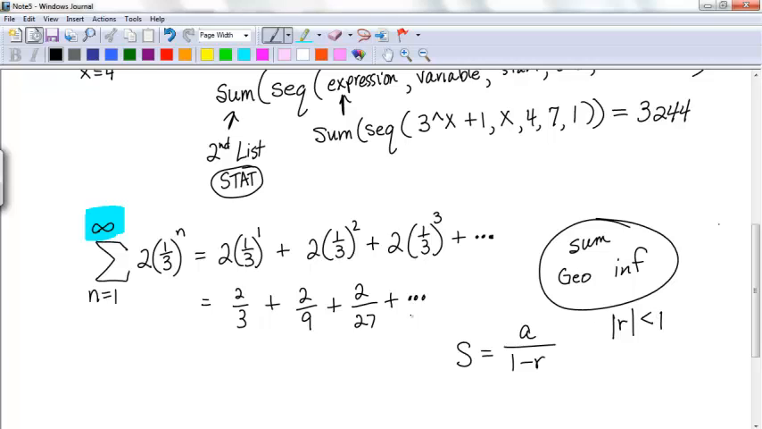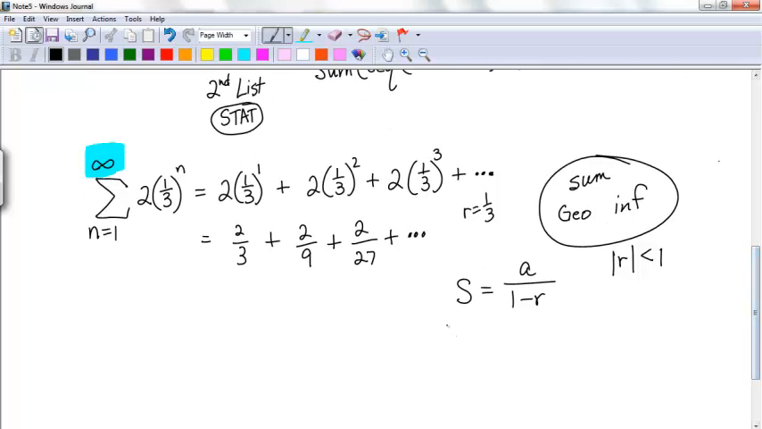What was our R over here? What would we multiply by? 1/3. Our R was 1/3. Is the absolute value of that less than 1? So yes. So we can find the sum. S equals, our A is 2/3. Our R is 1/3. Then we'd end up with 2/3. 3/3 minus 1/3 is 2/3. 2/3 divided by itself is 1.